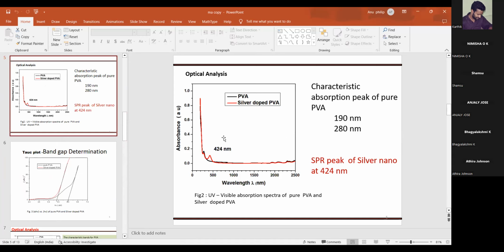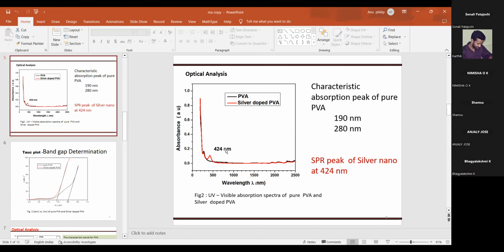The black one is only PVA. There is no peak at 424 nanometer. In the case of silver doped samples, we observe the peak at 424 nanometer. It's only a very small absorbance; the intensity is very small. That is because we doped only 0.5 weight percentage silver. This is only an initial study. We are trying to vary the weight percentage.